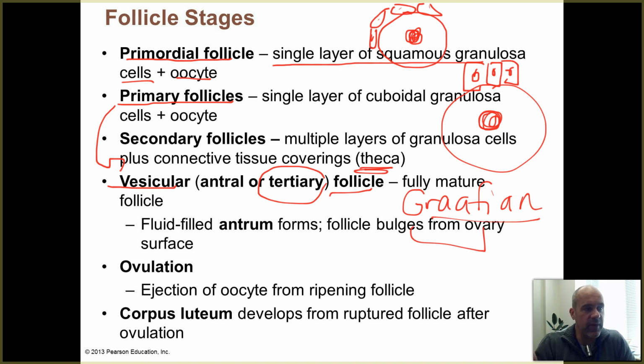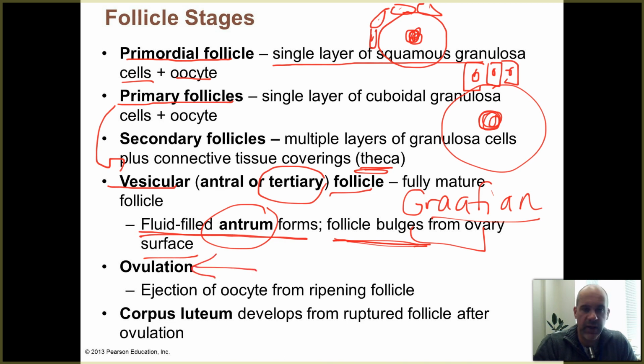Now, in a typical female, each month, only 1 follicle will fully mature and become a vesicular or tertiary follicle. Those follicles are very large, so they can be seen with the naked eye, and they have a fluid-filled space on the inside called the antrum, and the oocyte is sitting in there covered with additional granulosa cells, and we'll be taking a closer look at that later as well. This follicle is so large it bulges from the surface of the ovary, and the secondary oocyte actually bursts out of that follicle during ovulation.